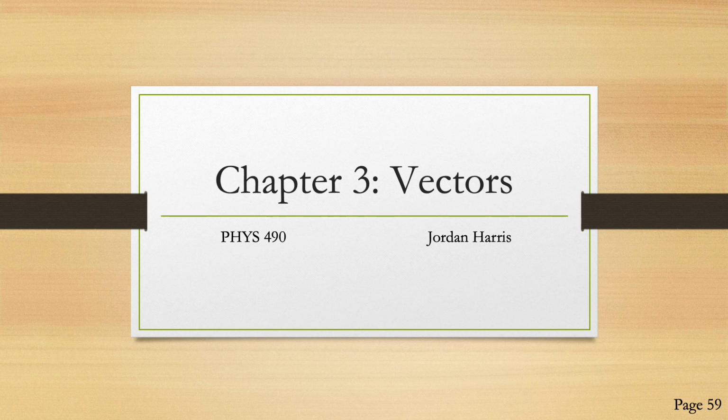This is chapter 3, vectors. In our study of physics, we often need to work with physical quantities that have both numerical and directional properties. Quantities of this nature are known as vector quantities. In this chapter, we're going to be covering coordinate systems, vector and scalar quantities, some properties of vectors, and components of a vector, as well as unit vectors.